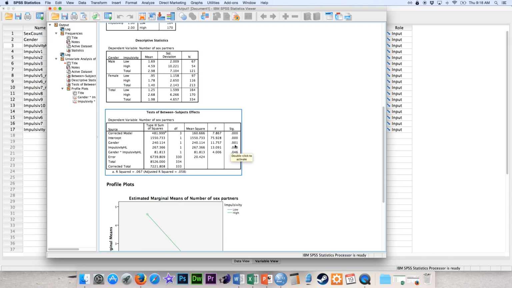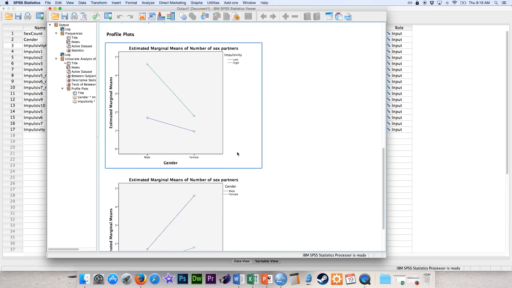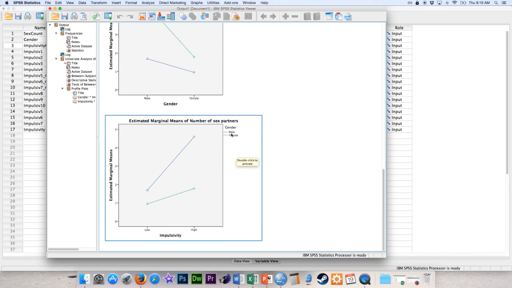And lastly, I thought that there would be a significant interaction between gender and impulsivity, where impulsivity would have a greater effect on number of sex partners of men versus women. We do have a significant interaction. This is at or below 0.05. And if we scroll down here, I kind of like the second graph the best because it splits men and women into separate lines. We can see that that's exactly the case.